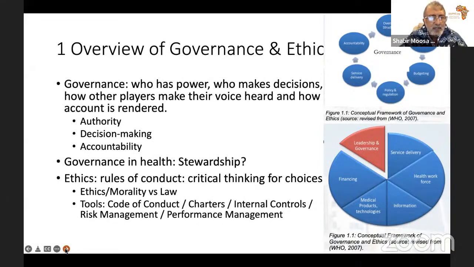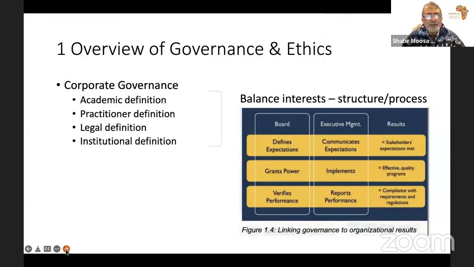So you need to be able to think about the different tools that are available, and I'm sure that some of you have come across, for example, performance management systems and risk management systems, etc. So these are often at organizational level. So in terms of still the overview, corporate governance, of course, there are lots of different definitions, and I don't think it's too important to get stuck into that.